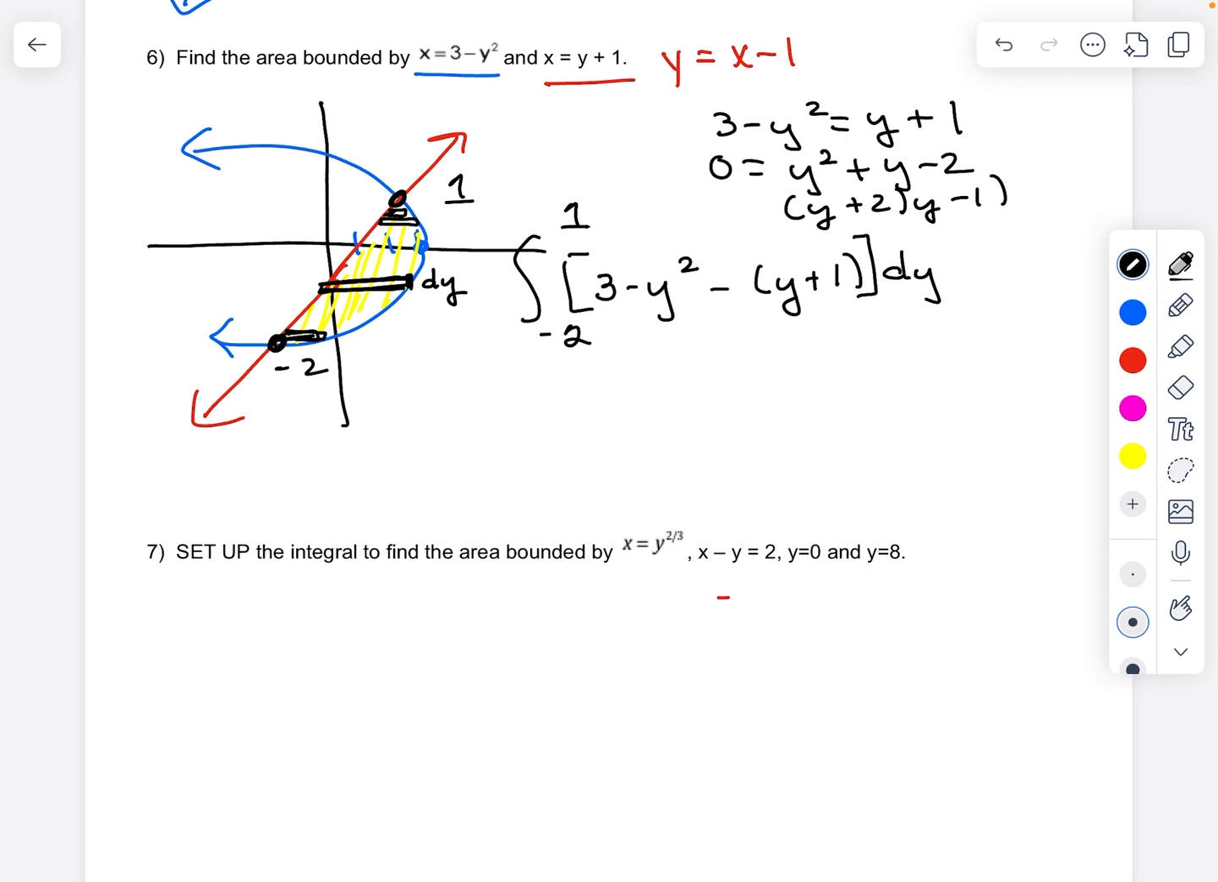This is my integral. And even though there's y's in this integral, when you type it into the calculator, you just type it in with x's because it's still in terms of one variable. And you should get 4.5 if you want to check that in the calculator.